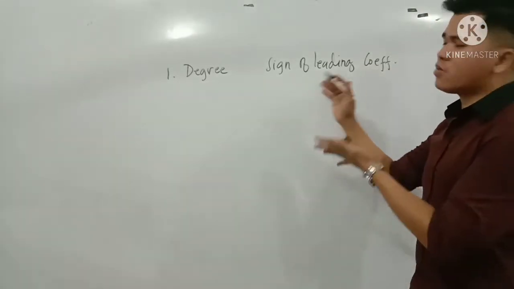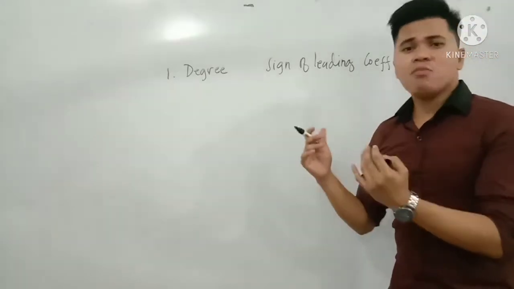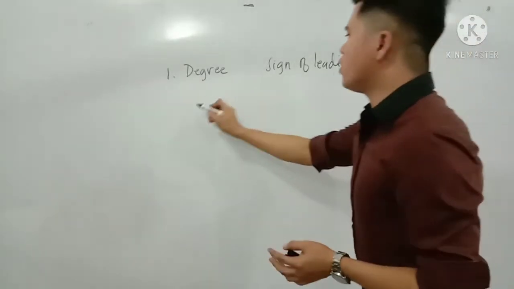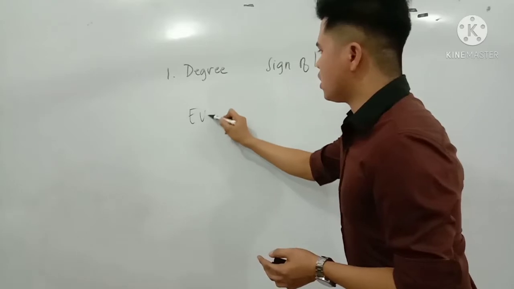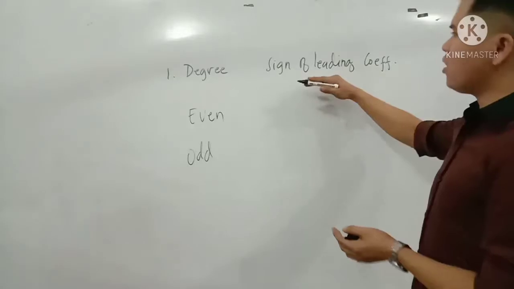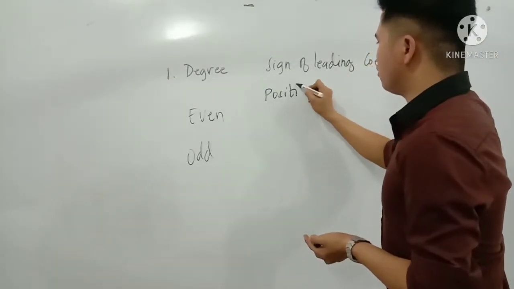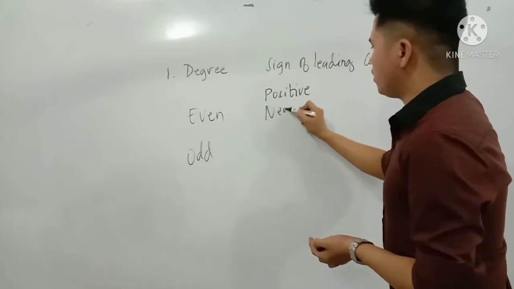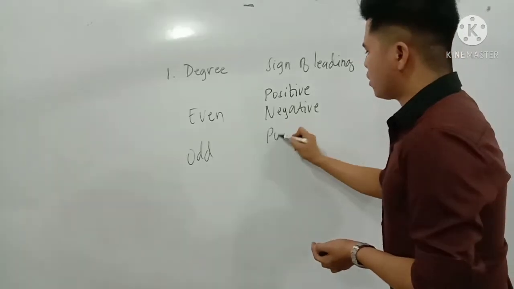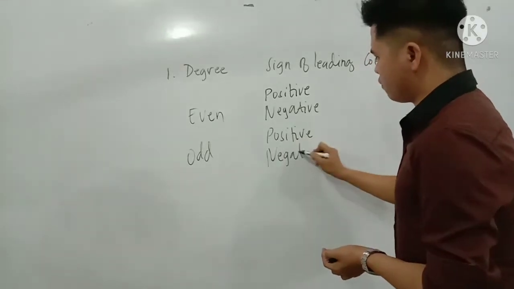The degree and the sign of the leading coefficient tell us about the end behavior of the graph. So, our degree is either an even number or an odd number. And the sign of our leading coefficient is either positive or negative. Just like this one, positive and negative.